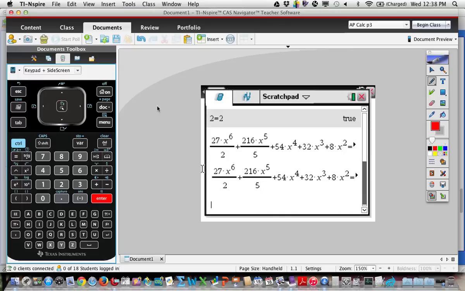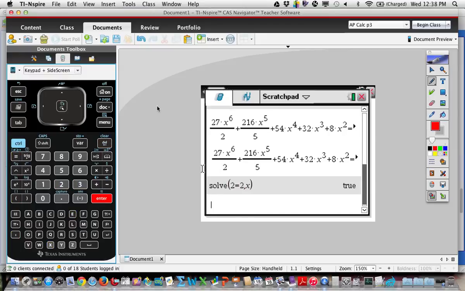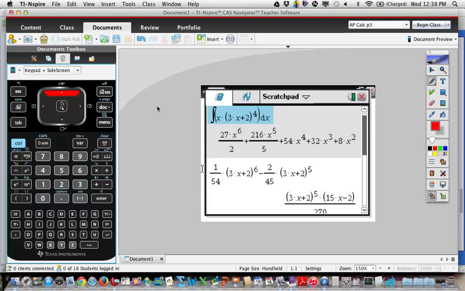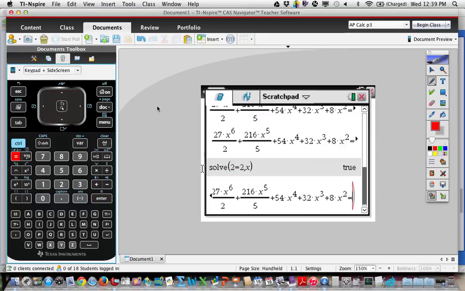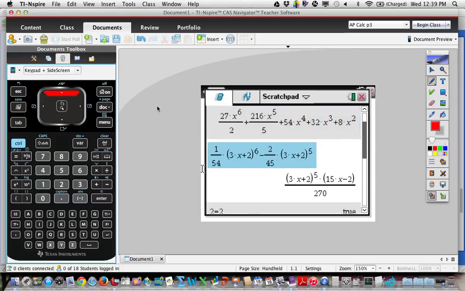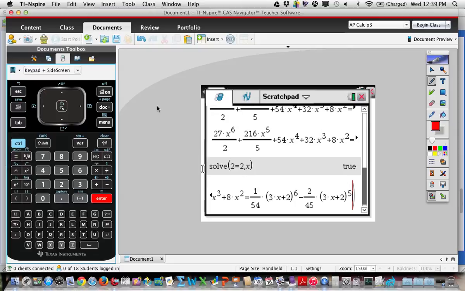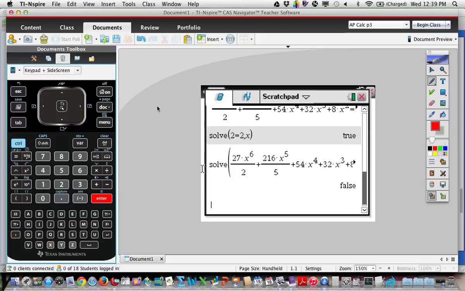So you have to do a solve. So if you do a solve, for example, if I do 2 equals 2 and tell it to solve for x, it'll say true. So do a solve, go up and grab the one you know is the answer, the one you did with your integral, hit equals, then go up and grab the one you did, which is this one, hit enter, then go comma x, and then hit enter.